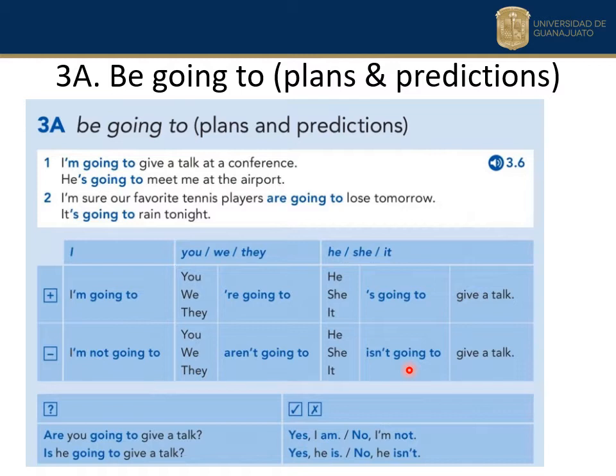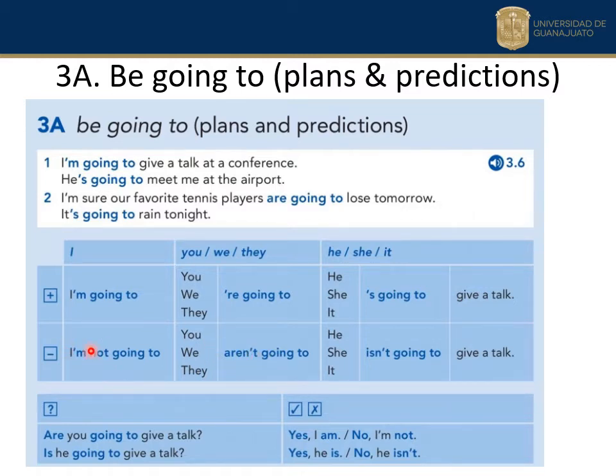Ok, todo esto de going to y el verbo to be es lo que nosotros usamos en español como él va a. El verbo que estamos utilizando, el verbo principal, está en infinitivo. Y bueno, aquí lo único que cambia es el verbo to be.